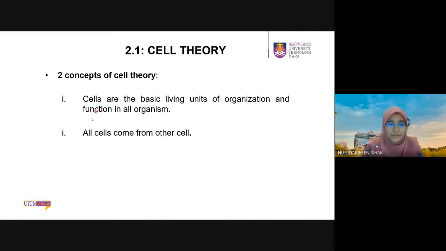And then number two, all cells come from other cells. Okay, so cells will multiply, either through, for example, mitosis, or for prokaryotes, they undergo binary fission. So an organism is produced from the previous cell. So all cells come from other cells.